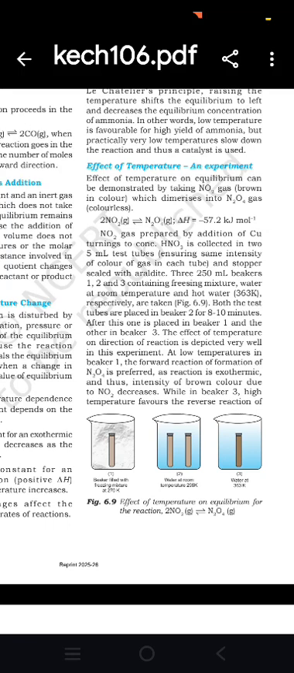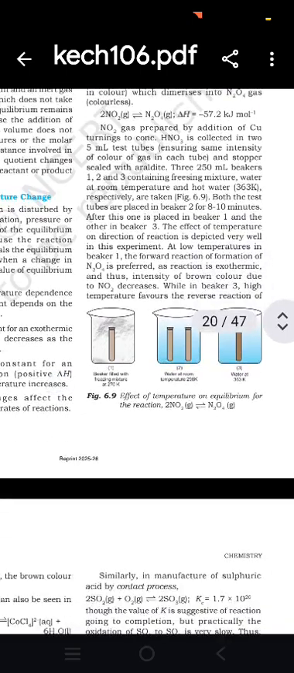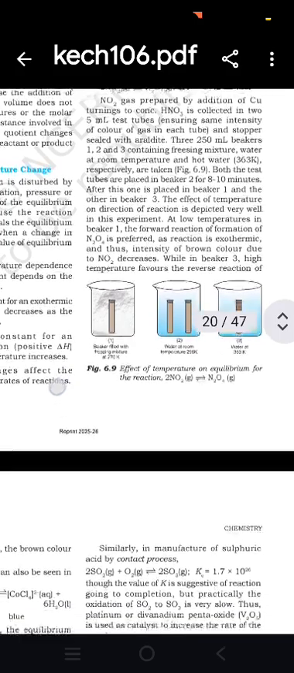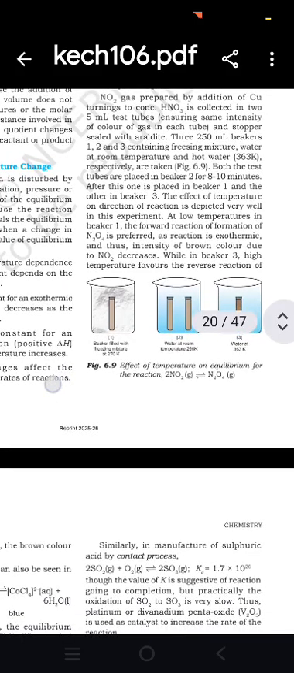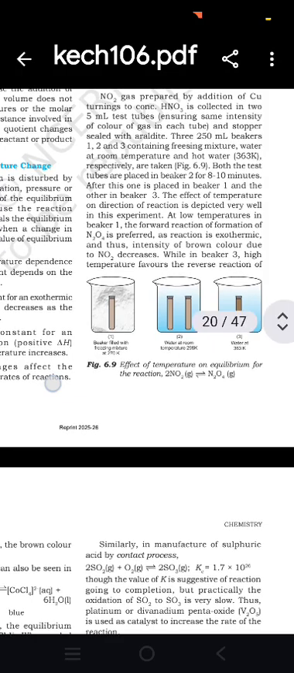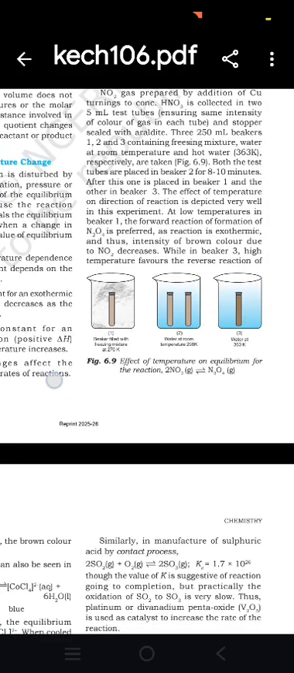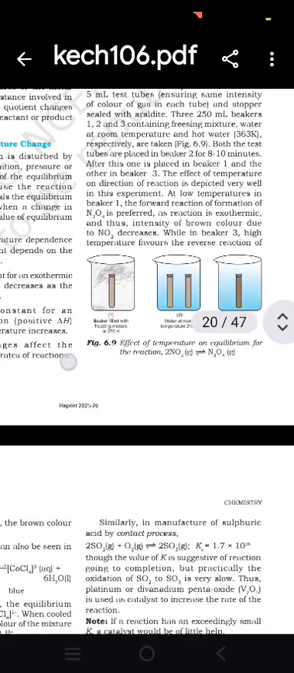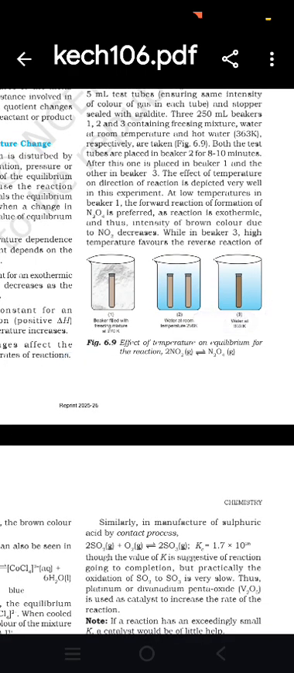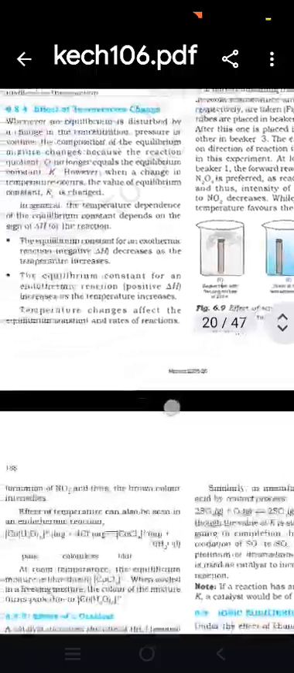Three 250 ml beakers containing freezing mixture, water at room temperature and hot water respectively are taken. Both test tubes are placed in between for 8 to 10 minutes. After this, one is placed in beaker 1 and the other in beaker 3. The effect of temperature on the direction of reaction is depicted very well. At low temperature in the beaker, the forward direction of the reaction is preferred, forming N2O4 molecules. The reaction is exothermic, so the intensity of the brown colour due to NO2 molecules will decrease.